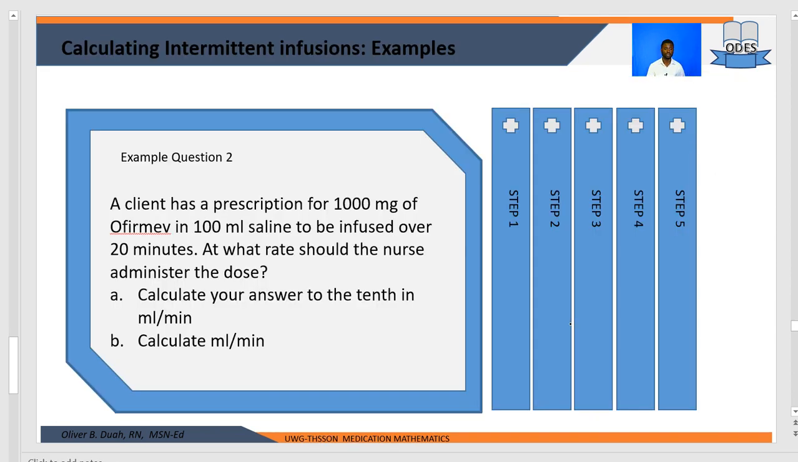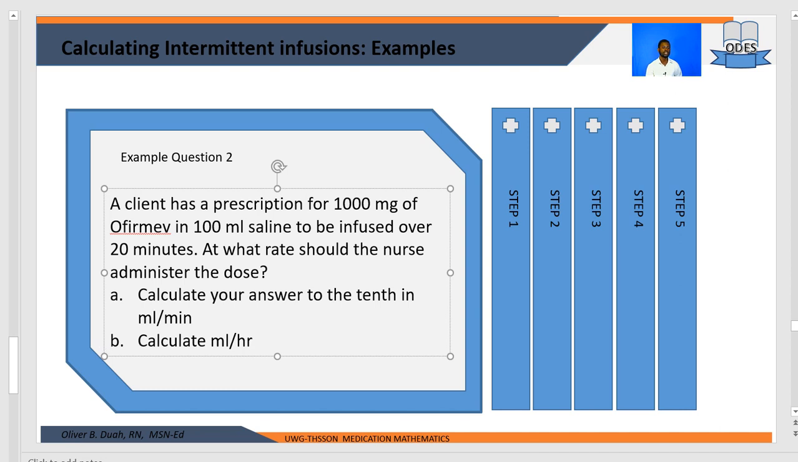Let's do another example. A client has a prescription for 1,000 milligrams of Ofirmev in 100 ml saline to be infused over 20 minutes. Ofirmev is liquid Tylenol that is used as a combination therapy for pain management. So it reduces inflammation and fever. At what rate should the nurse administer the dose? Calculate your answer to the 10th in ml per minute, and then also calculate your answer in ml per hour.